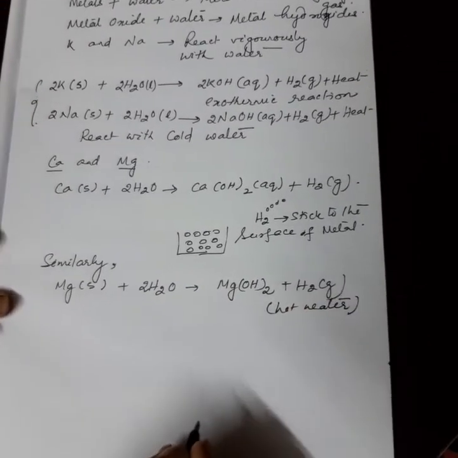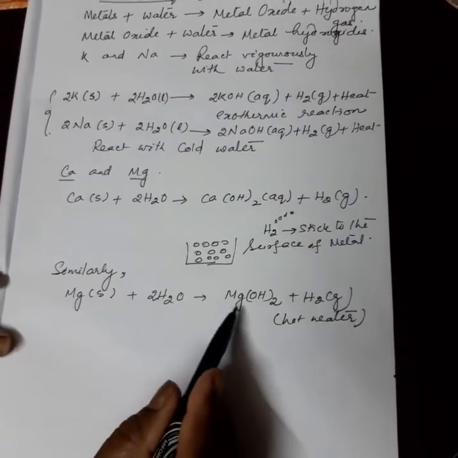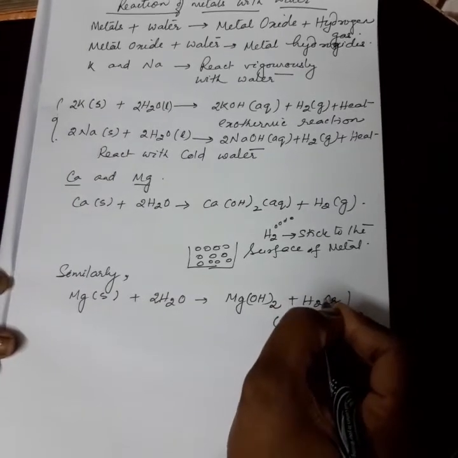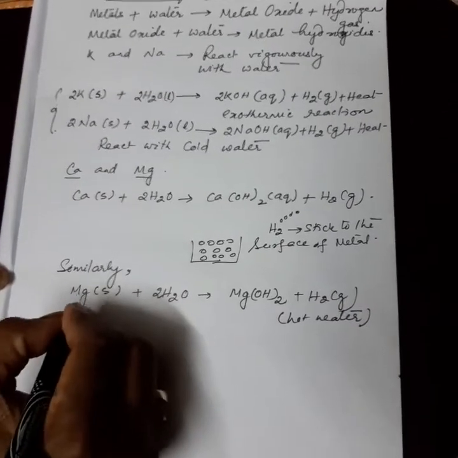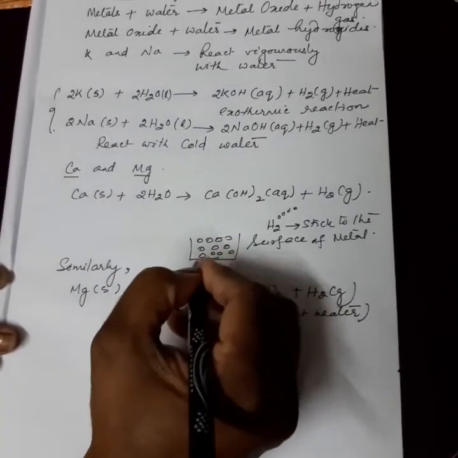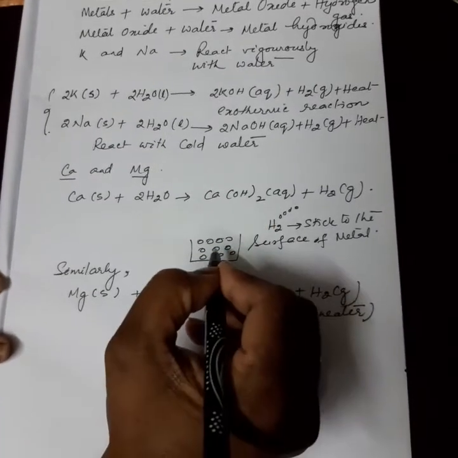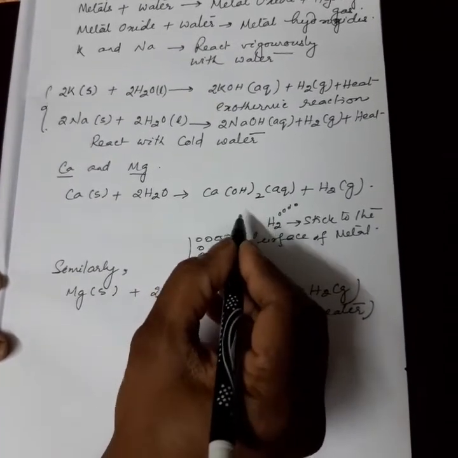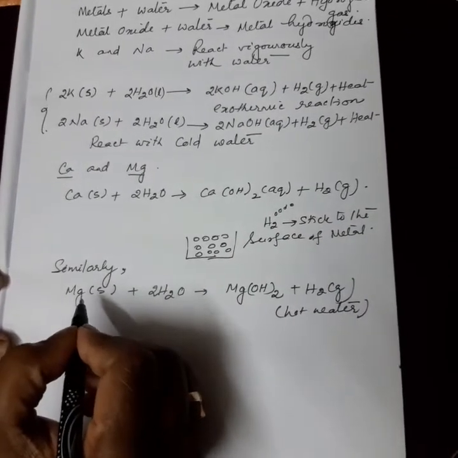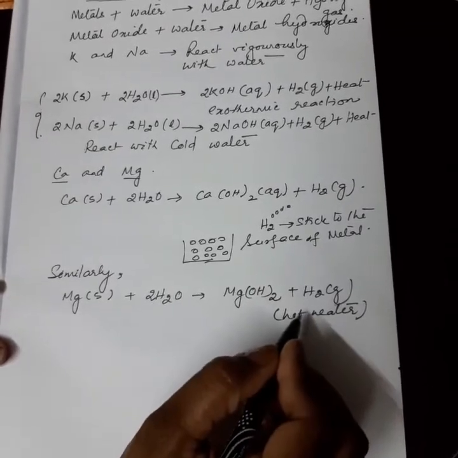In cold water, it hardly reacts, but it reacts with hot water. And the same thing happens with magnesium also. The hydrogen gas which is liberated sticks to the metal, and the metals start floating on the surface, as in case of calcium. Okay, calcium can react with normal water, but magnesium only reacts with hot water.